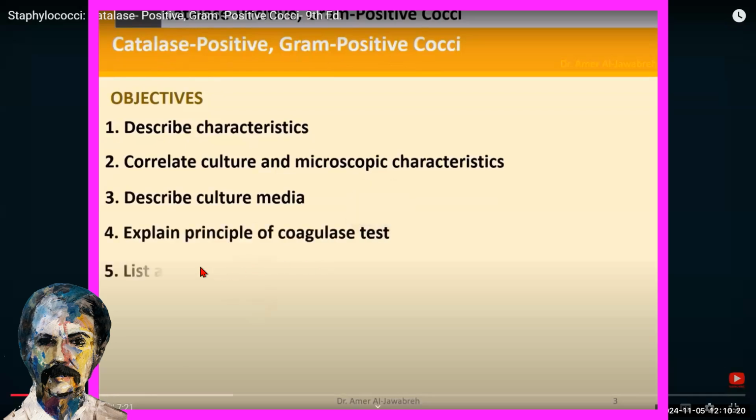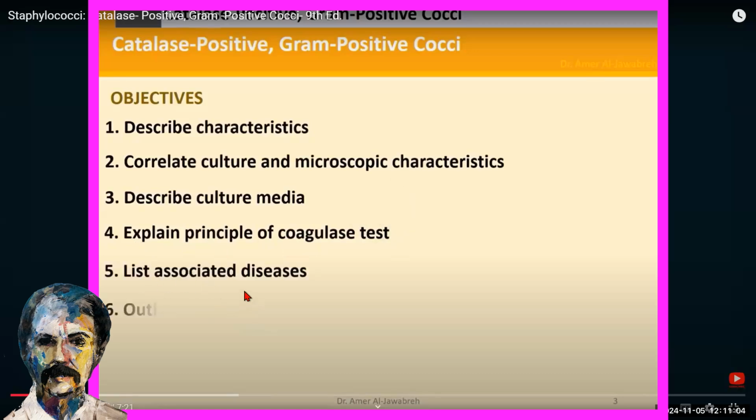Explain the principle of the coagulase test. Why coagulase? Because the coagulase test is usually used to detect Staphylococcus aureus, the most pathogenic of all the staph. Staph, we have many, but the one that is really important is Staph aureus. And how do we tell this is Staph aureus or not? A very common test is the coagulase test.